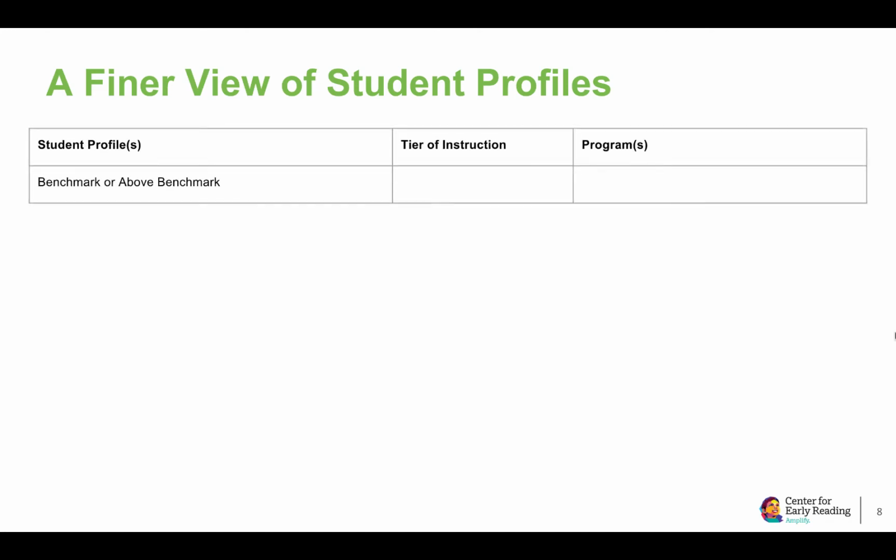What tier of instruction and program would you recommend for a student who has reached benchmark or above benchmark? Students who reach benchmark or above will likely continue on their trajectory to reaching end-of-year goals with just a regular Tier 1 core instruction.